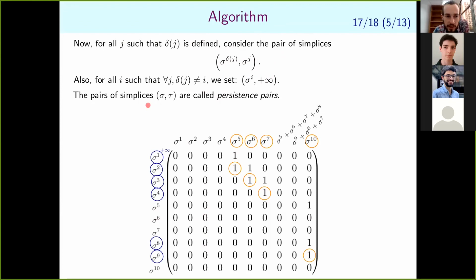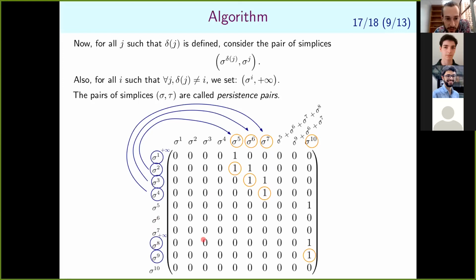So for example, this one here, sigma one, there is only zeros. Oh, sorry. There is no circled values. There is no integer j such that on its row, I can see delta j. So sigma one is mapped with plus infinity. Sigma two here, I read this row and I can see a one up. I pair it with sigma five. Sigma three with sigma six. Sigma four with sigma seven. Sigma eight, okay. There is no circled values on its column. So I map it with plus infinity. And sigma nine with sigma 10. Okay. These are my persistent pairs.